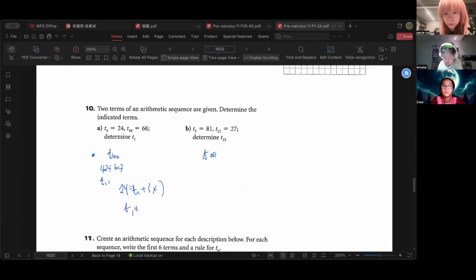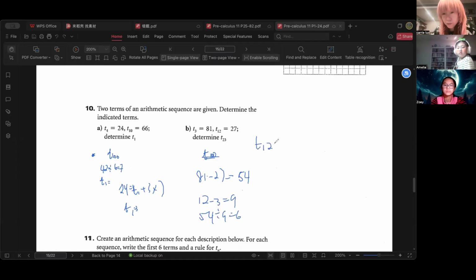So you should be very quick. The same thing. Zoe, you get the same answer, correct? Okay, so this one's the same thing. 81 minus 27 equals 54, right? So 12 minus 3 equals 9. So 54 divided by 9 equals 6, right?